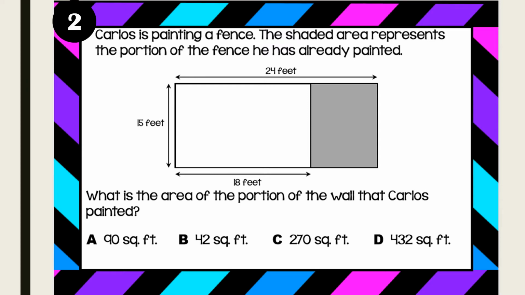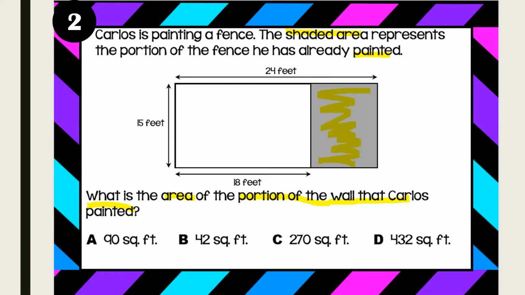Carlos is painting a fence. The shaded area represents the portion of the fence he has already painted. What is the area of the portion of the wall that Carlos painted? Okay, remember the shaded area is the part that's painted. So I'm trying to find the area of this part.